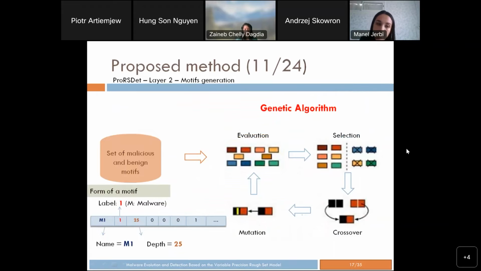The GA-based engine assures all the steps required by a genetic algorithm, which are the evaluation, the selection, the crossover, and the mutation. Let us precise that a motif has a chromosome-like structure composed of a succession of API call sequences described by its ID, its label, either malicious or benign, and its depth.